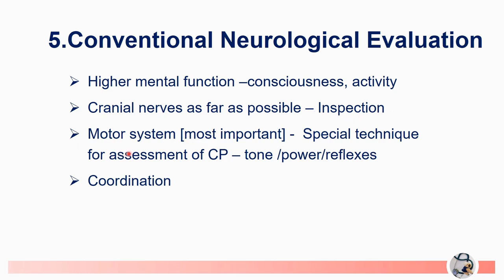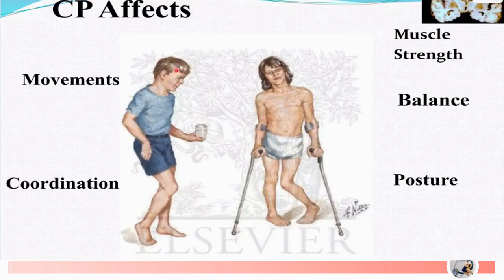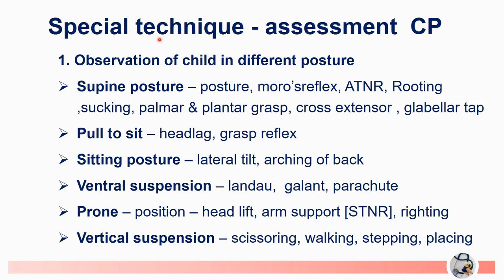Then comes the motor system, which is the most important part of the nervous system examination in a cerebral palsy child, and here also there are special techniques for the assessment of tone, power, reflexes, and then you should check the coordination. In the motor system, muscle strength, movements, coordination, posture, balance are very important. Now I'm going to teach you this special technique of how to assess. Number one, you should observe the child in different postures. Start with this. In different postures, you should examine the child.